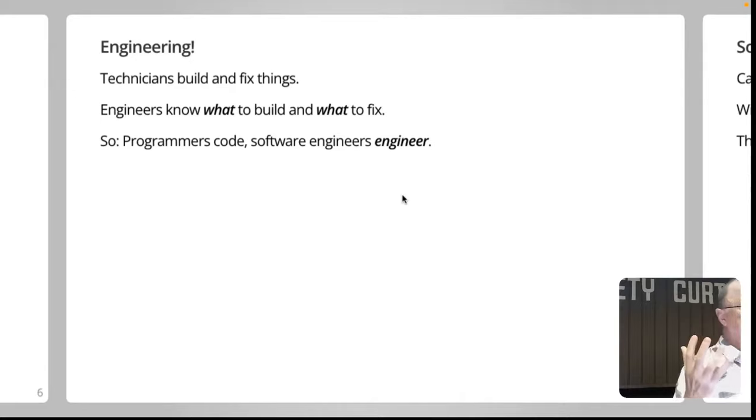To pick our field, I think of programmers as coders, but software engineers, they engineer, they build, they design, they think, they study, they analyze. It's a much deeper calling and a much deeper field. It's much more interesting.